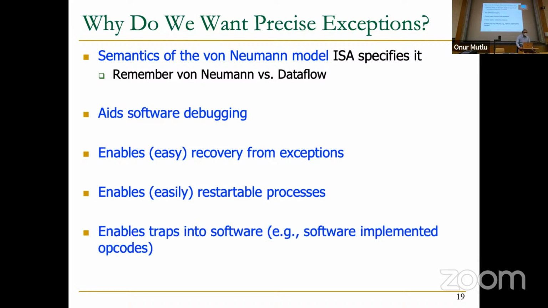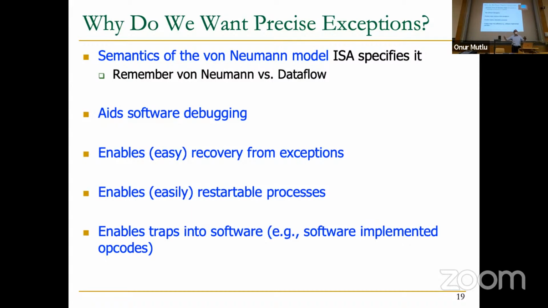It enables traps into software. This is actually very interesting also. For example, your machine may have some unimplemented opcodes, but they may be implemented by the programmer, or by some binary translator. We discussed binary translation, right? So you use an opcode in your program that is not implemented by the hardware. It could be a multiply instruction, let's say.